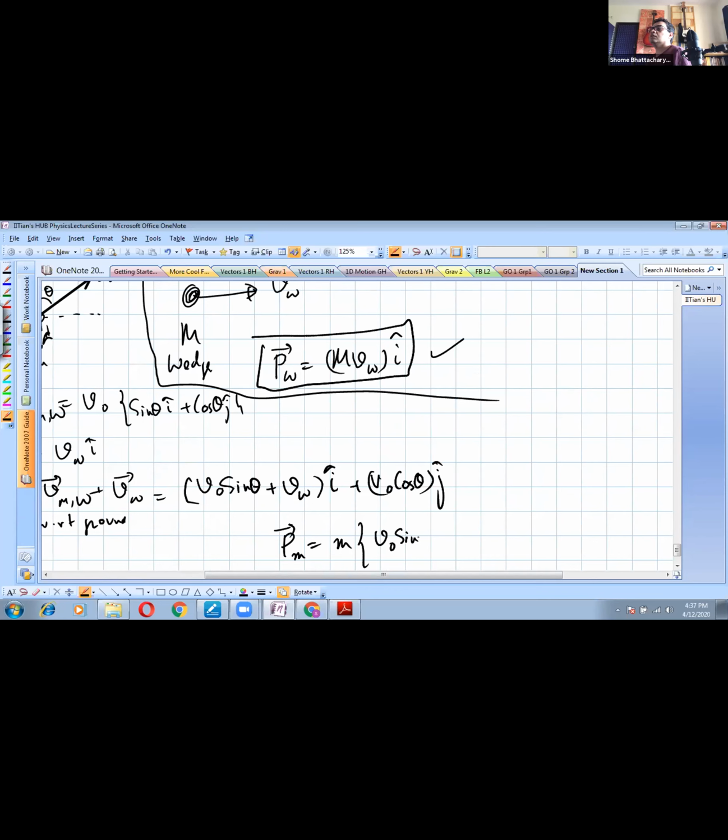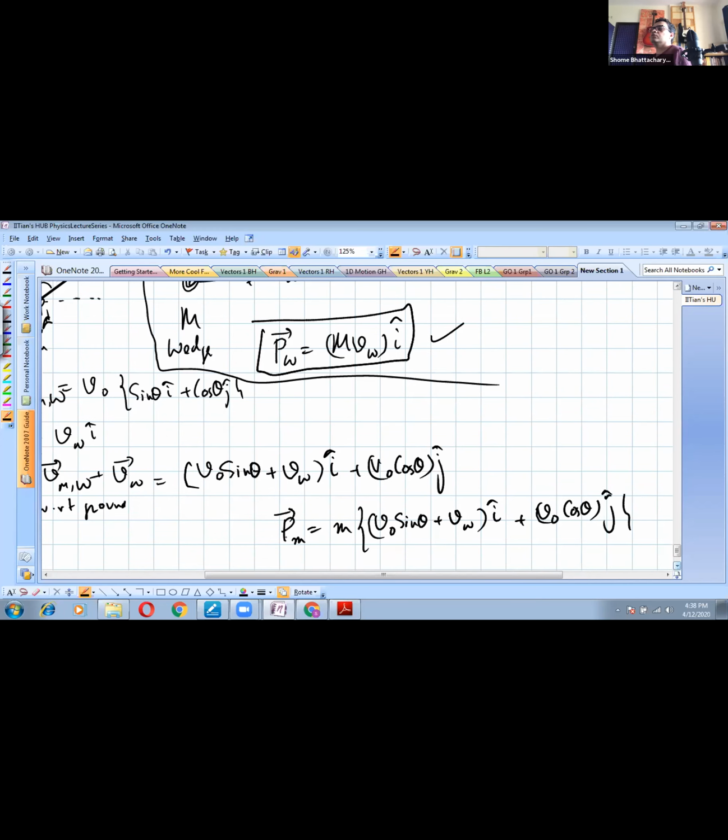V0 sine theta plus VW I cap plus V0 cos theta. Now what should happen? The system's horizontal momentum should be 0. So the vector sum of these two momenta should be such that it's only pointing vertically. Okay. Now tell me what the problem here is with this.